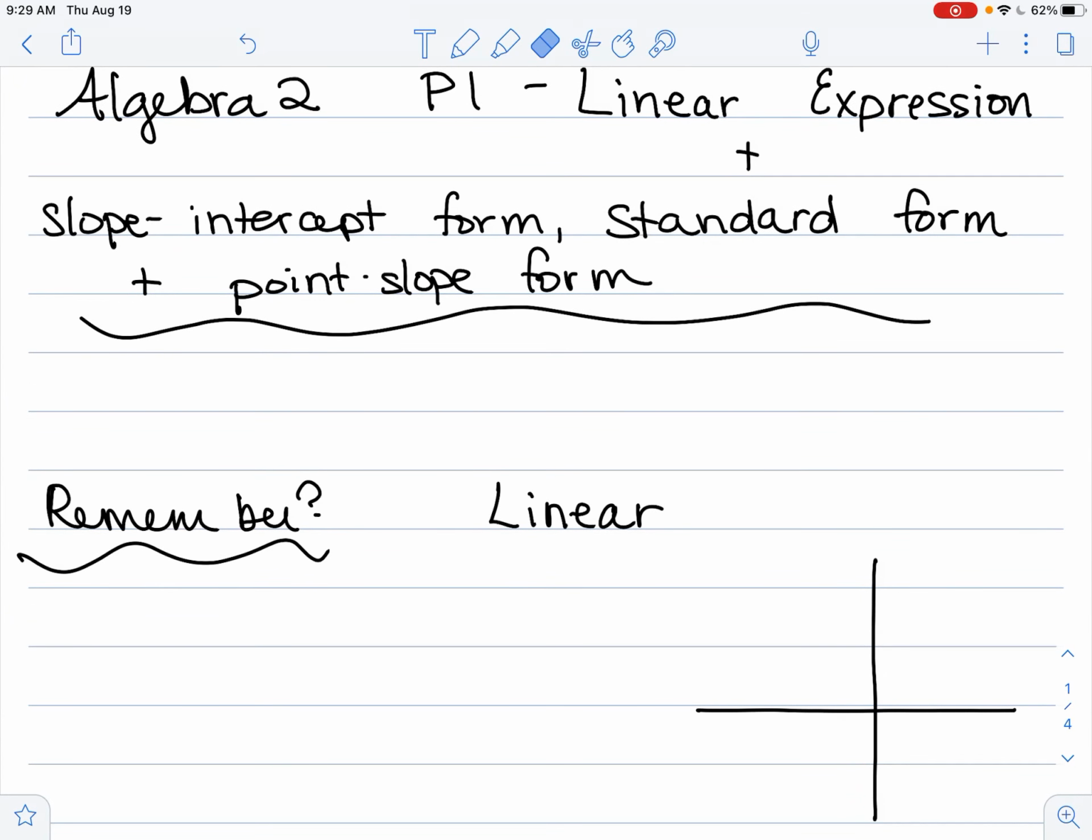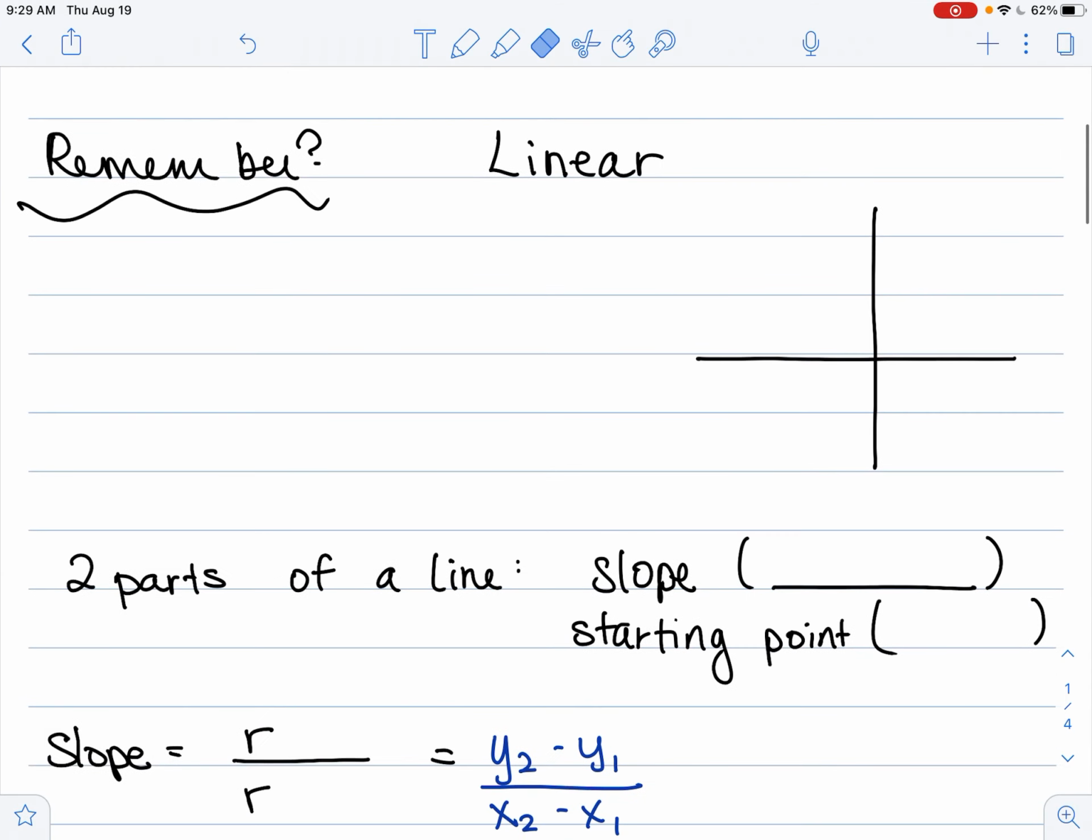We're going to be doing our first flipped classroom video today, working on notes on linear expressions: slope-intercept form, standard form, and point-slope form. So let's go back to something that you already know. Let's see what you remember.